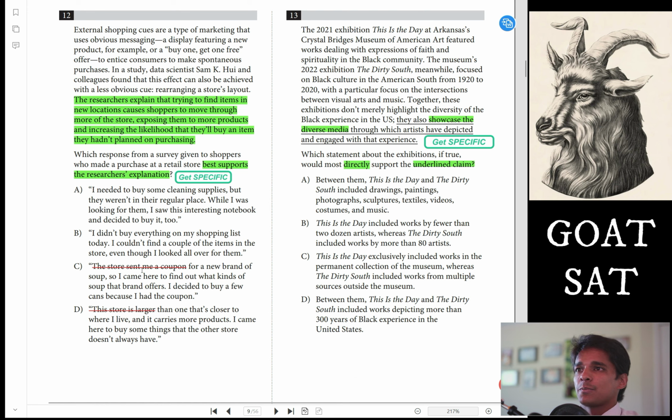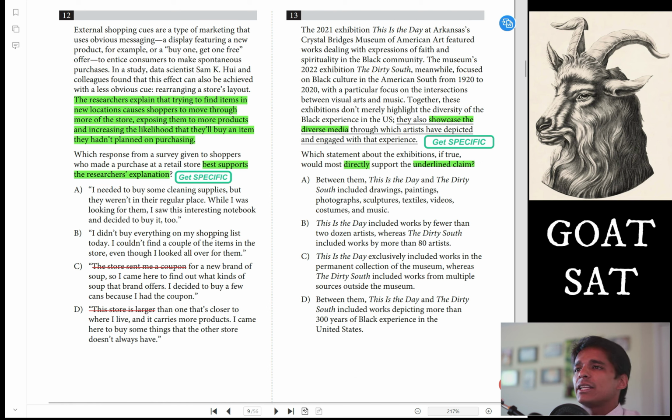So C talks about a coupon. That's a tricky answer choice because they talk about a coupon up here, but not down here. That's not correct. Choice D, store is larger. They never talk about store size in the explanation, and not in the whole paragraph at all. It can't be C or D.